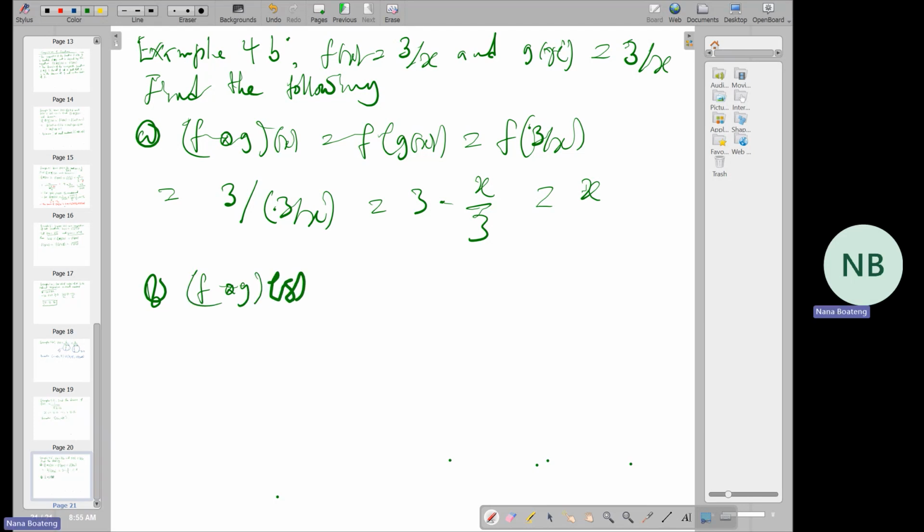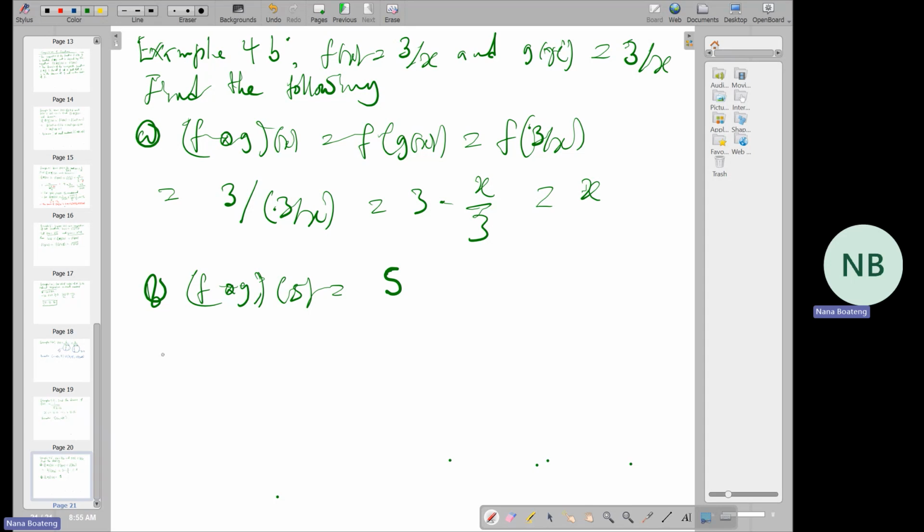And b, f of g of 5. f of g of 5 is equal to, we already found f of g of x, which is x. So f of g of 5 will be equal to x. In place of x, we substitute 5. So f of g of 5 will be equal to 5.